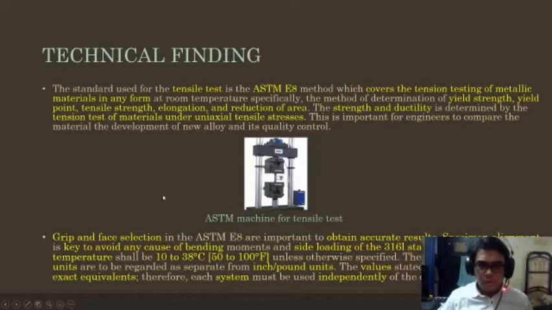This is the machine. Grip and face selection in the ASTM-E8 are important to obtain accurate results. Specimen alignment is key to avoid any cause of bending moment and side loading of the 316L SS. The room temperature shall be 10 to 38 degrees Celsius unless otherwise specified. The values stated in SI units are to be regarded as separate from inch-pound units. The values stated in each system are not exact equivalents, therefore each system must be used independently of the other.